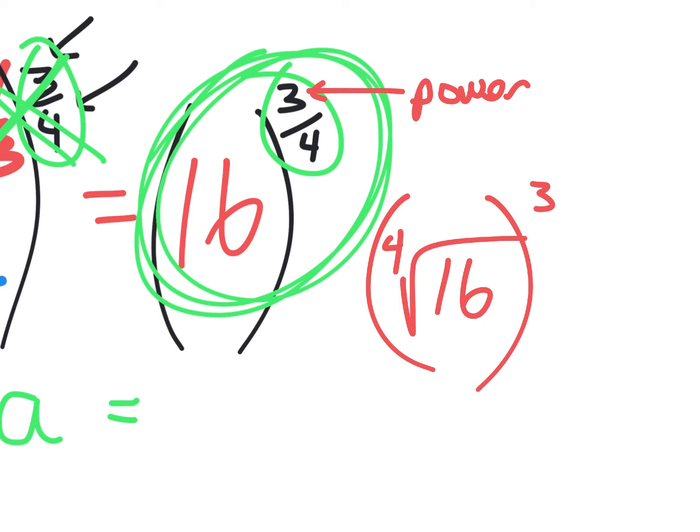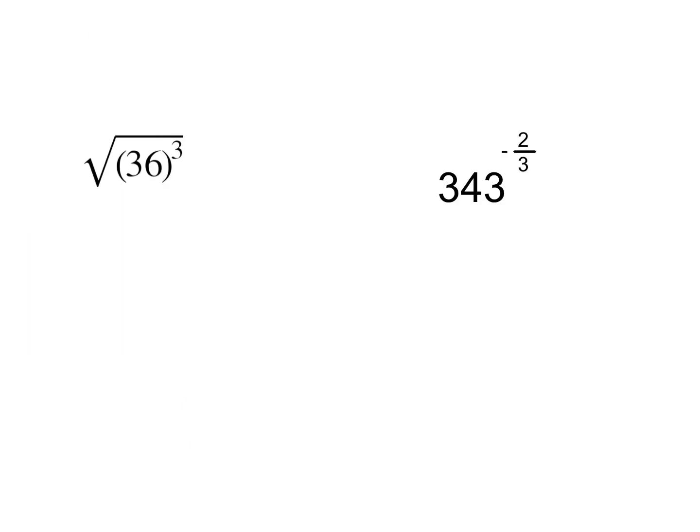And yeah, I could also put it down in there if I wanted. And that means it's 2 to the 3rd. Did you get 8? All right, those are tough. Pausing. Okay, so this is the square root of 36, and then you cube it.